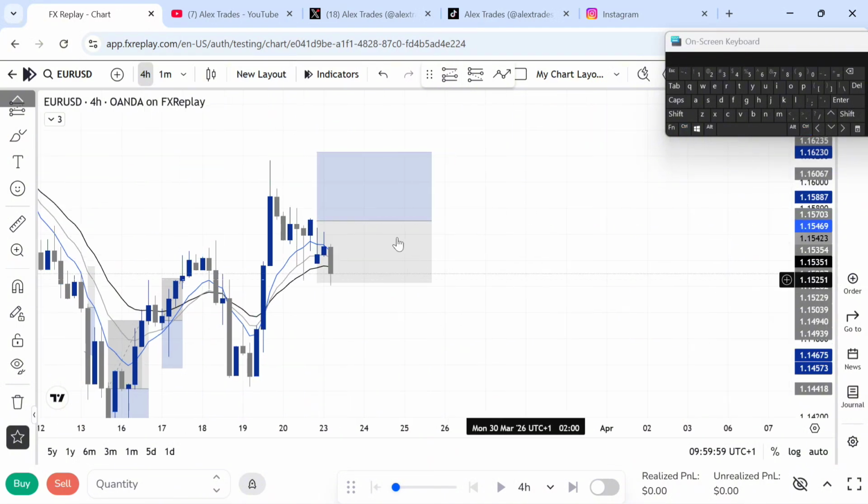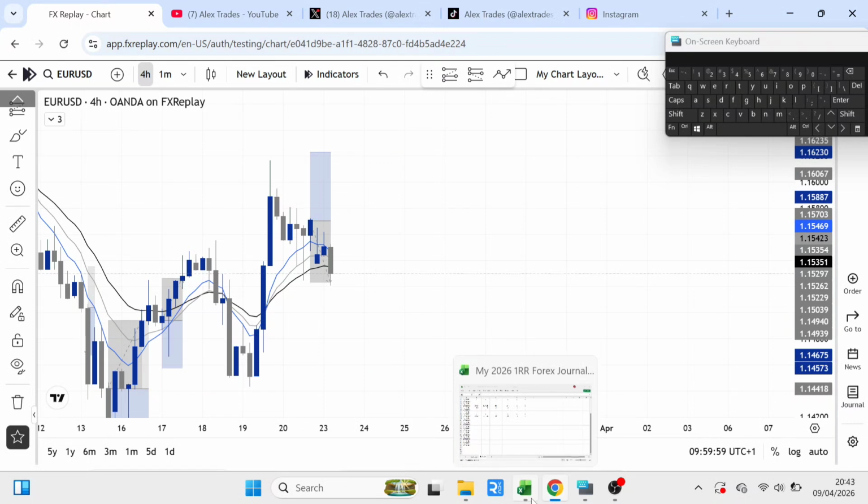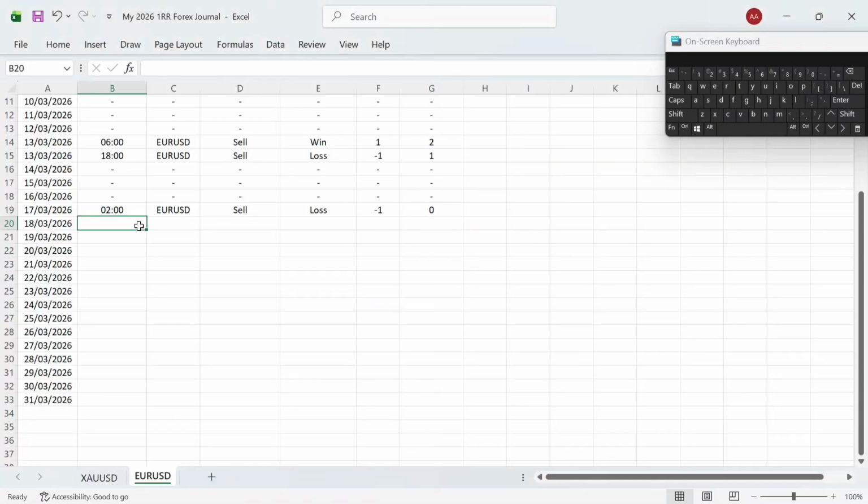Okay. This one is a loss. This one is a loss too. We'll still see what's happened. So this was on 20th of March, 1800. Okay. 1800. Euro USD.